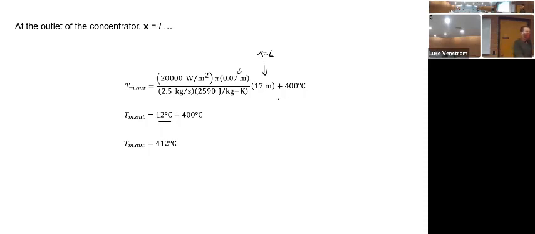But this is the essence of how, roughly speaking, they calculate the temperature rise across any particular concentrator. Right? They have some idea of what the applied flux is going to be and how much energy is going to go in. And they calculate the average temperature rise this way.